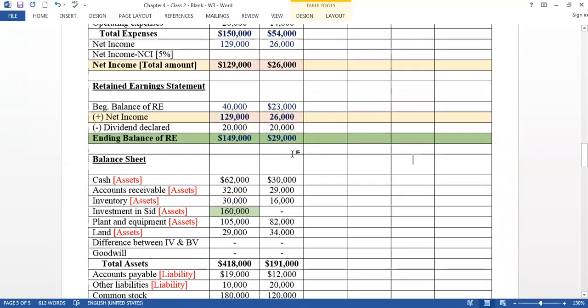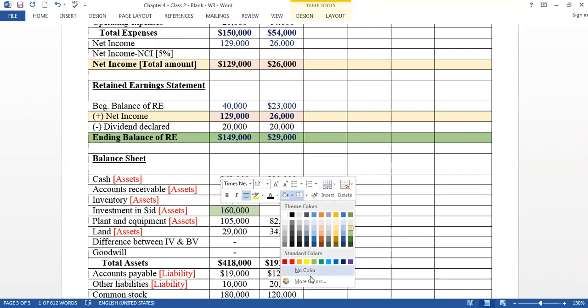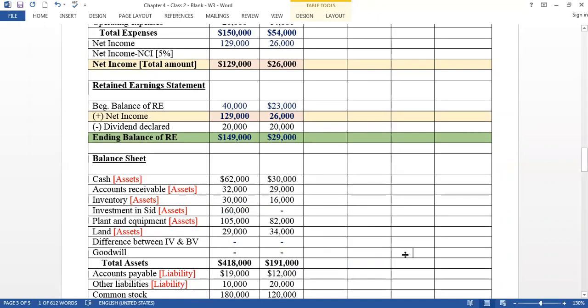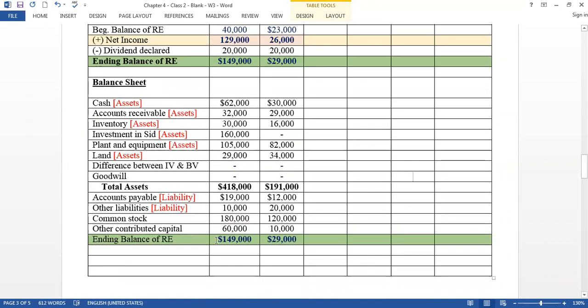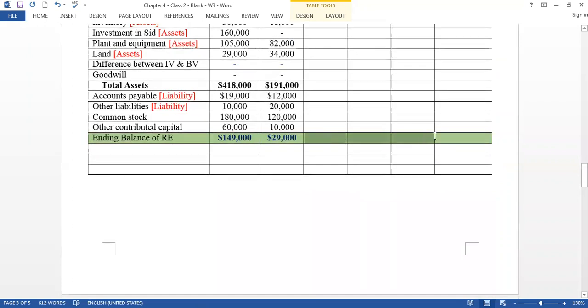Then look at the ending balance of retained earnings. So the ending balance of retained earnings, we put here, right? Whatever you have in this cell, everything should come here. Okay, otherwise you will make a mistake. If you can remember this, it is very easy for you.